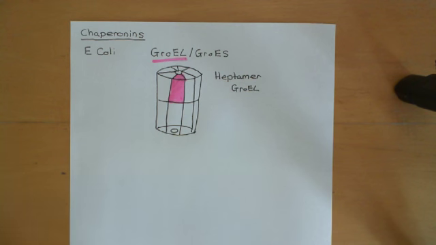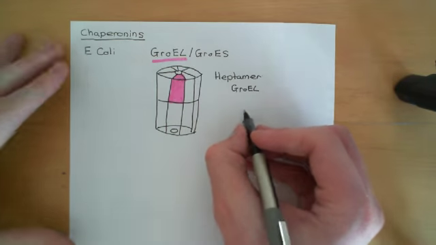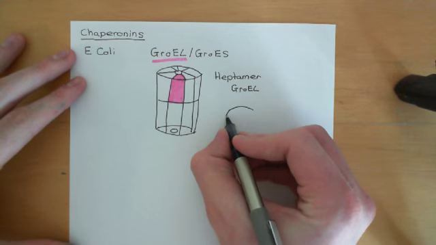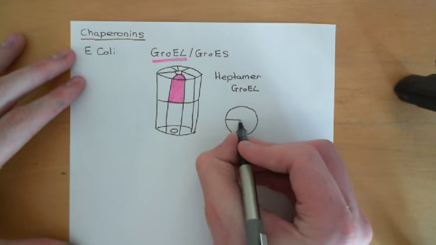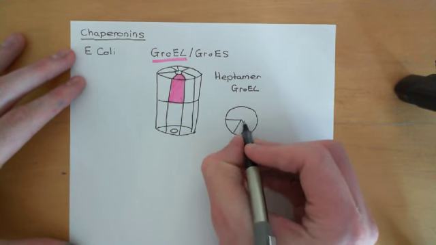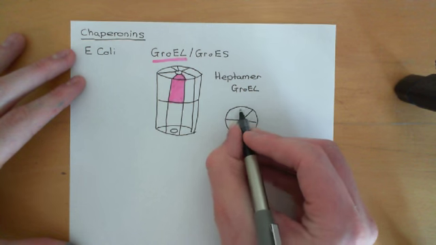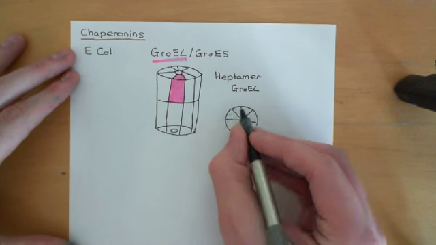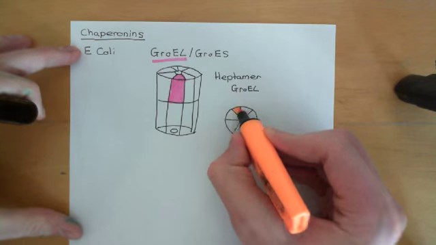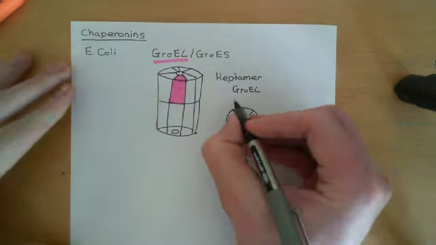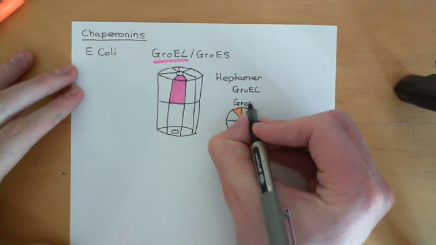Now, what then does GroES do? GroES is basically a lid that you can put on top of the GroEL chambers. Again, the lid is a heptamer, a 7-membered structure. 1, 2, 3, 4, 5, 6, 7. And each one of these proteins is a GroES protein. So this is GroES.